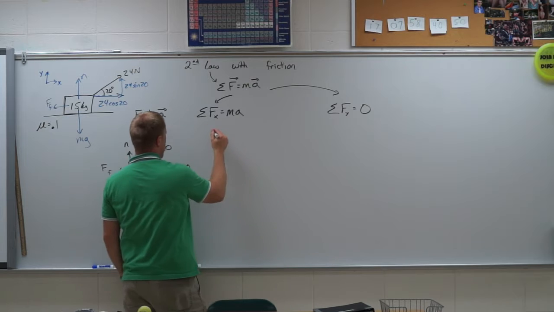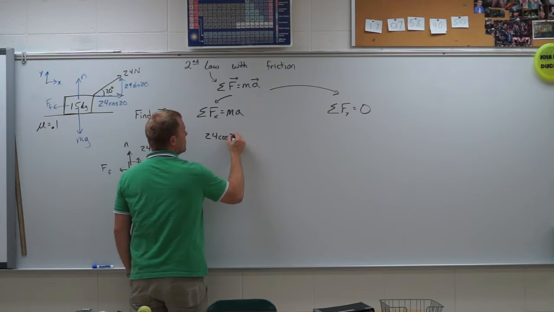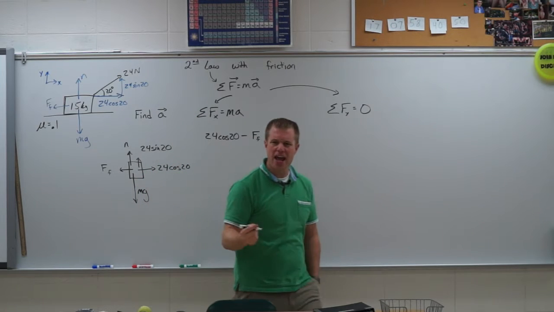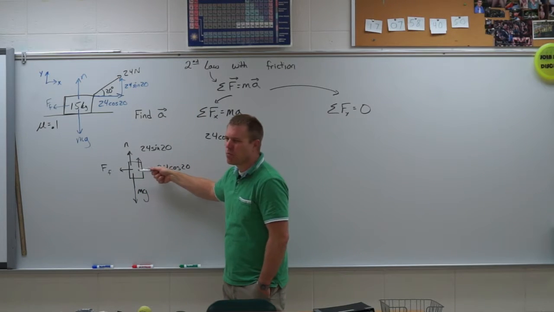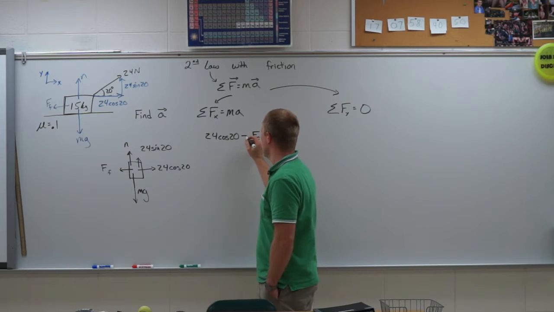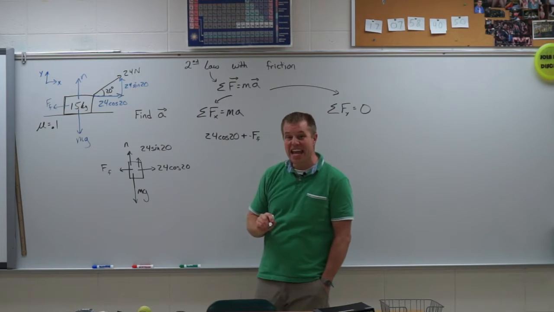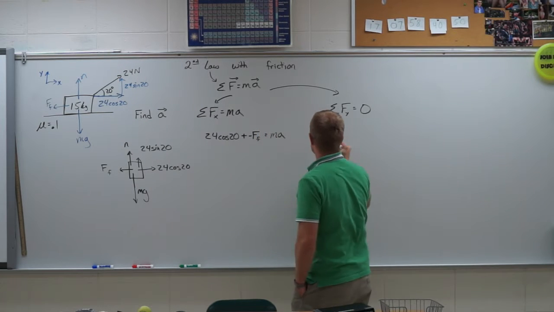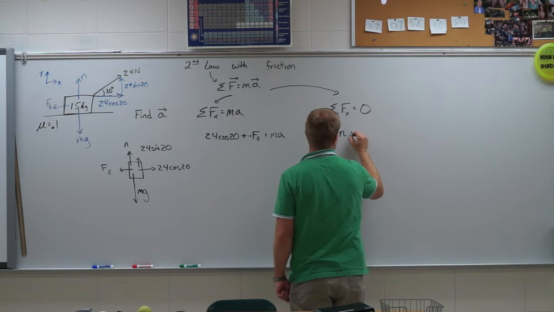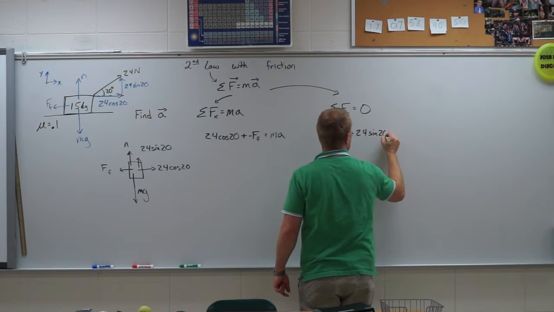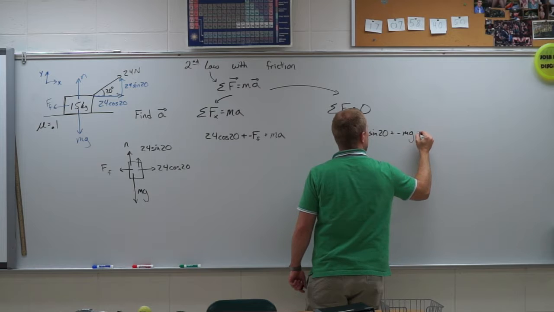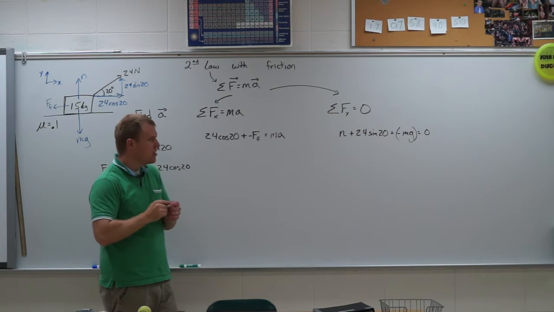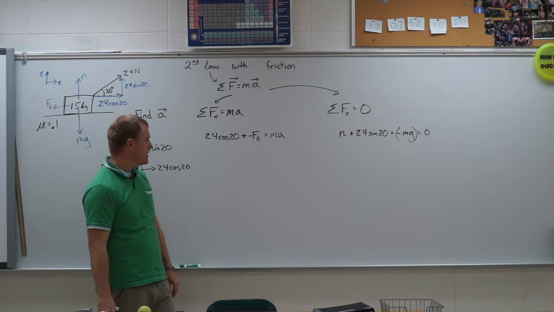So here we go. In the x direction, I have 24 cosine of 20 minus the force of friction. Why is it minus? I thought you said add up the forces. Well, I'm subtracting it because it's pointing in the negative direction. Another way you could think about it is plus a negative force of friction equals ma. In the y direction, I have normal force plus 24 sine of 20 plus a negative mg equals 0. Again, there's that negative. We're going to get in the habit of changing that to just a minus instead of doing plus negative every time.